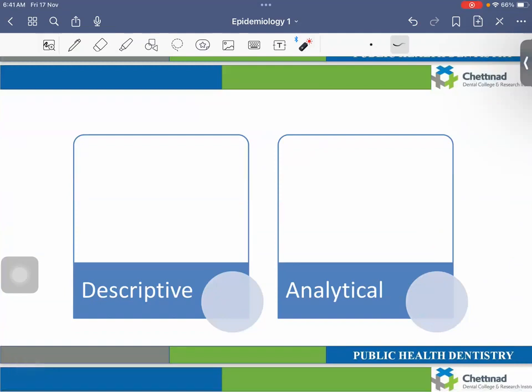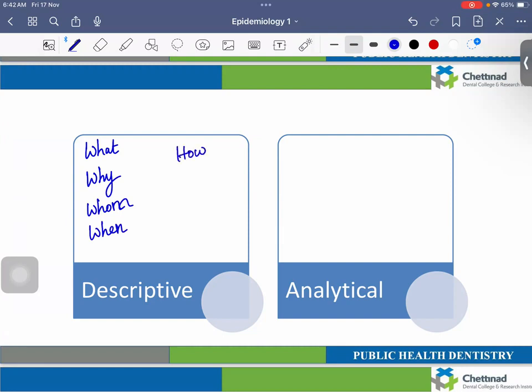This observational epidemiology is basically classified into two types, that is descriptive and analytical. In descriptive epidemiology, you ask these basic questions like, what is the disease? Why is the disease happening? On whom is the disease happening? When is the disease happening? How is it occurring? Okay, and where is it occurring. So imagine there is a new disease, and when you try to ask these basic questions, you are doing descriptive epidemiology. You try to ask these questions of a new epidemic or a new disease, and you try to find out answers for this.